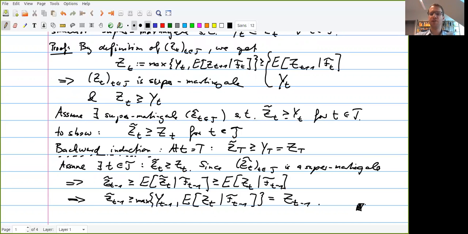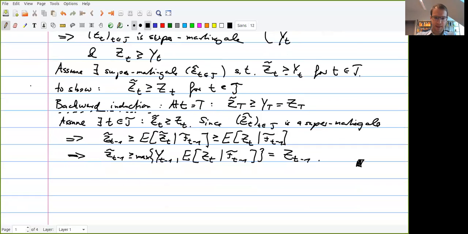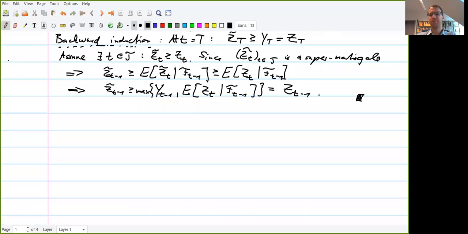But we need to have some further properties before coming back to the optimal stopping problem. So let's keep studying this Snell envelope process. This is what we do in the next lemma.